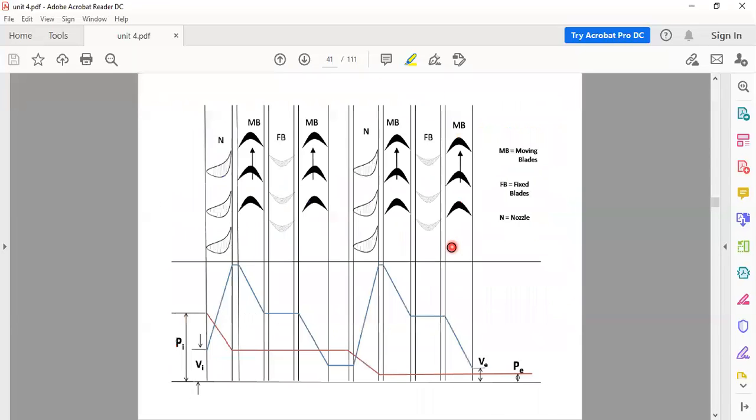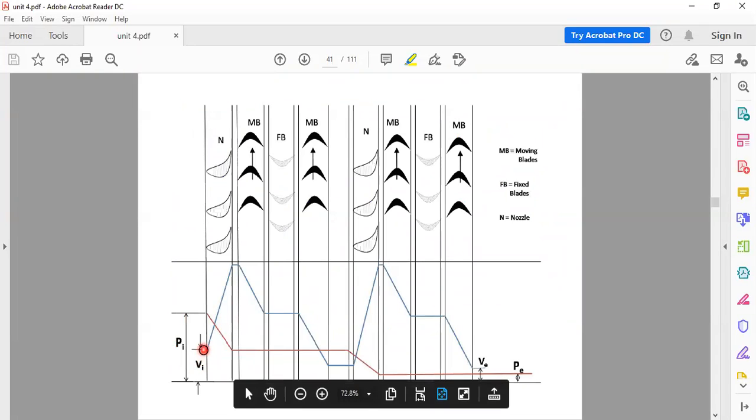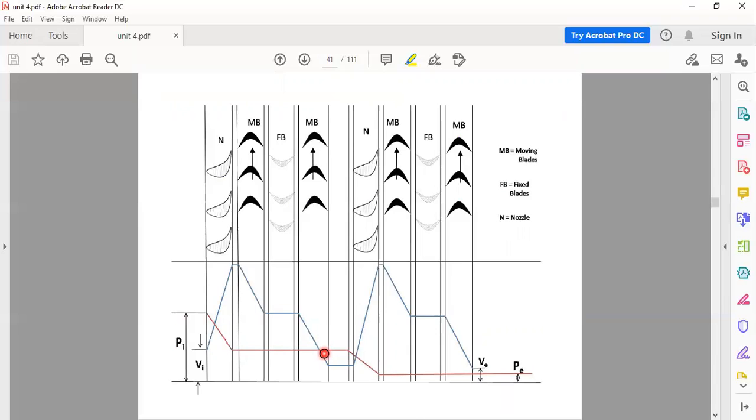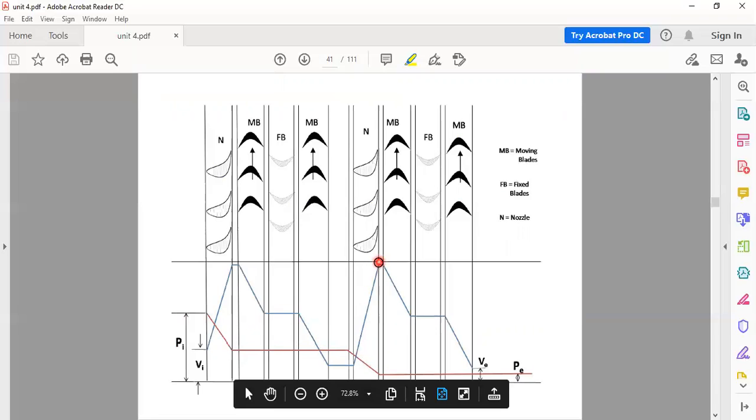This is the diagram. See here, at the inlet of the nozzle, velocity is very low, but after steam passes through the nozzle, velocity increases and pressure decreases. In the moving blade, velocity decreases, pressure constant. In the guide blade, both parameters are constant. In the moving blade, velocity decreases, pressure constant. After that, once again we use nozzles. In nozzles, velocity increases and pressure decreases. The same process repeats.